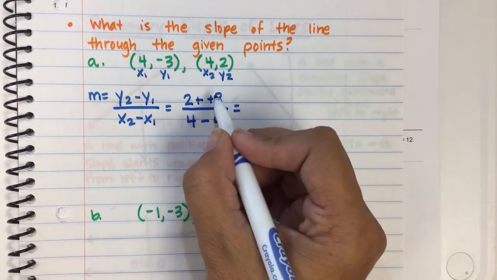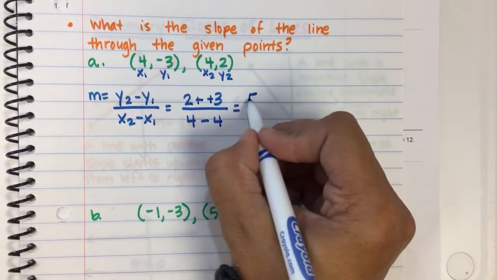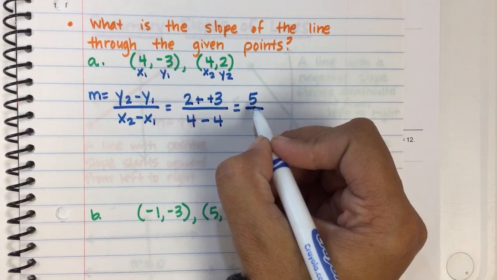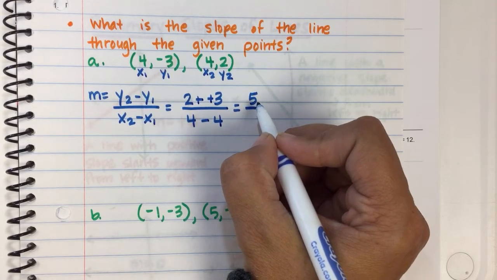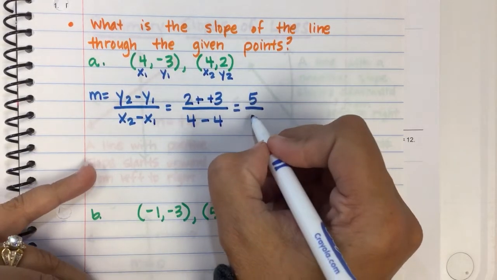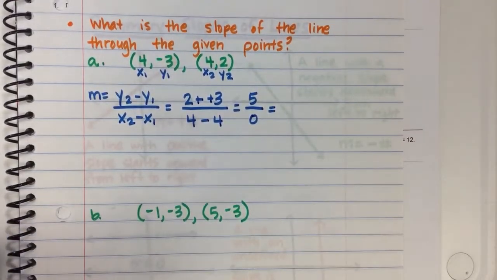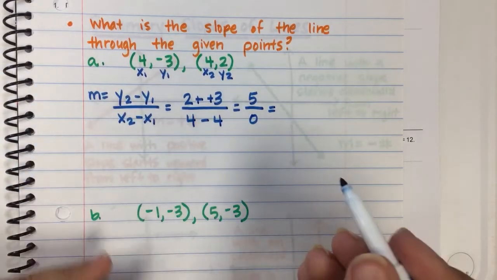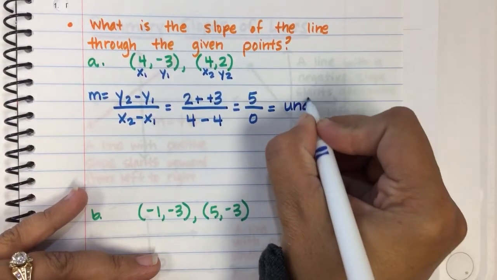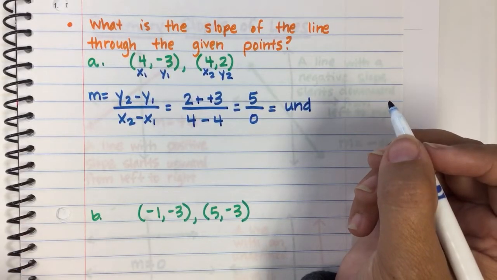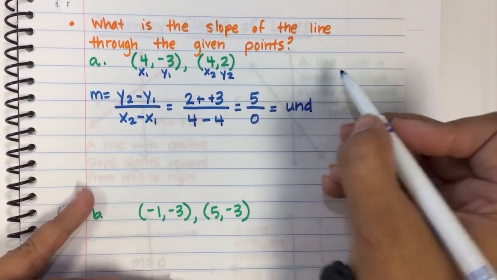Two negatives make a positive. So 2 plus 3 is 5. 4 minus 4 is 0. And what's 5 divided by 0? Can't divide by 0. So this is undefined. So the slope of this line is undefined.